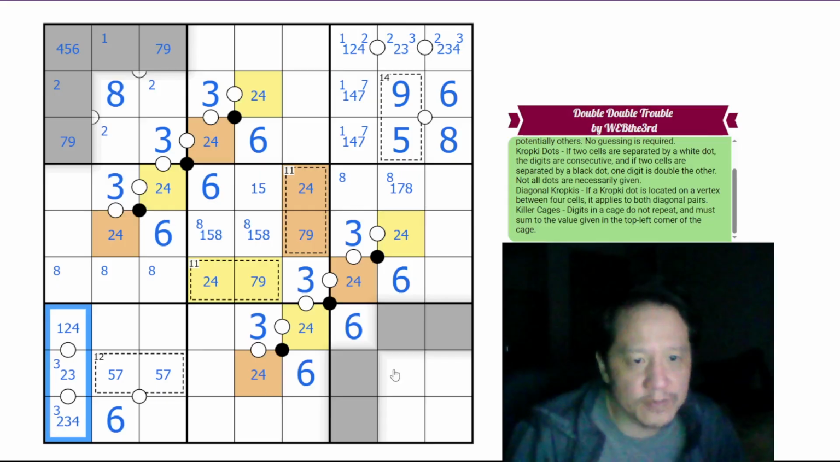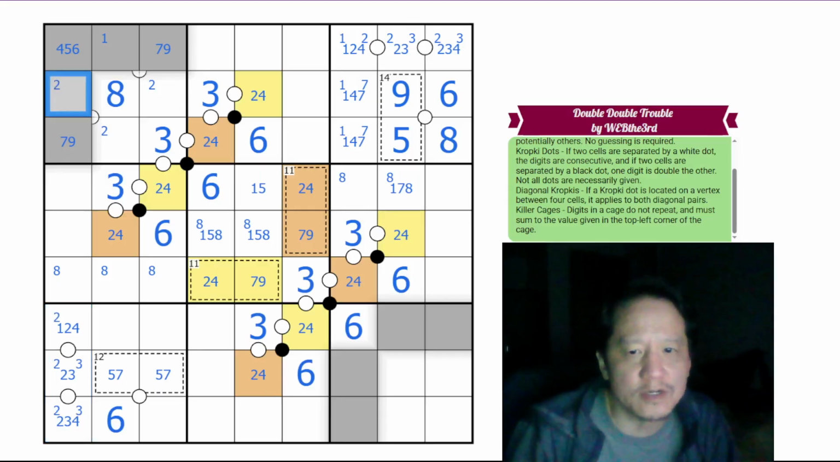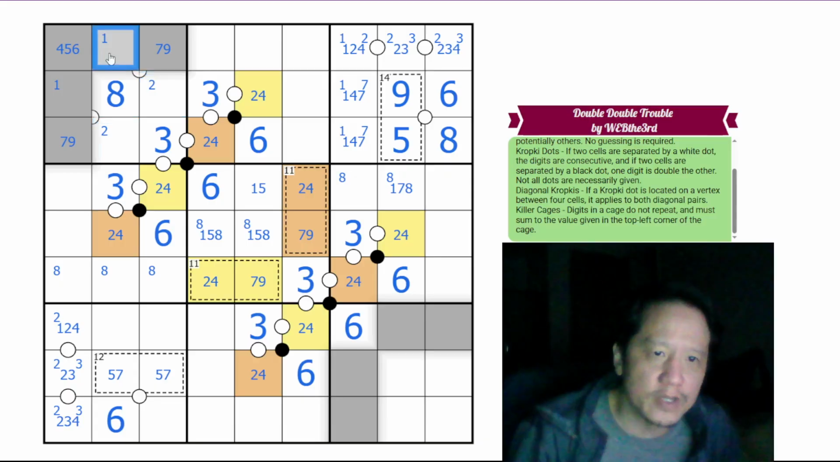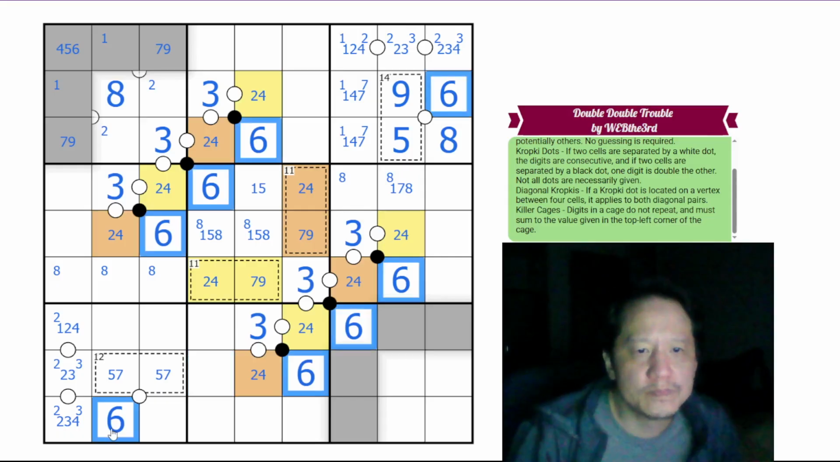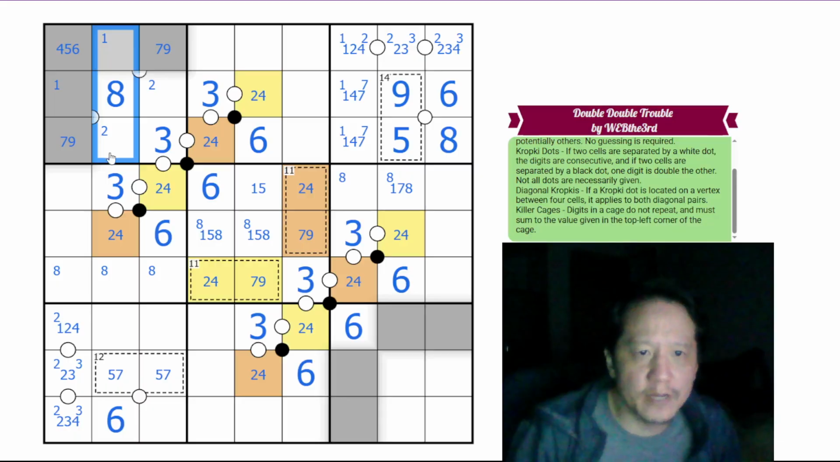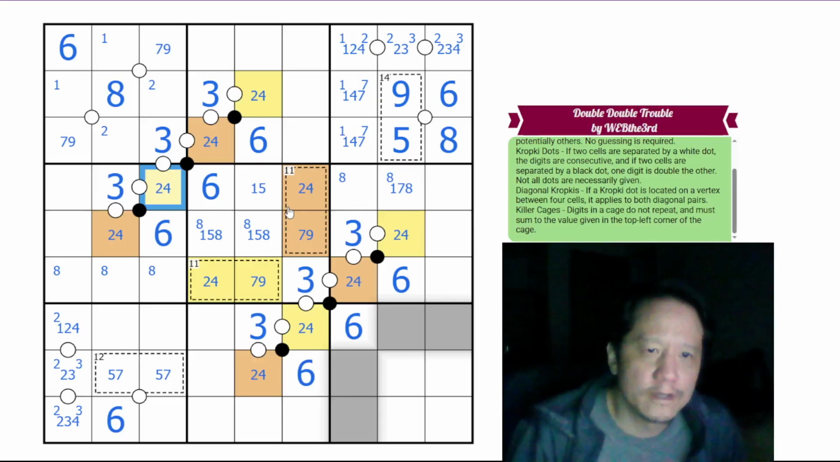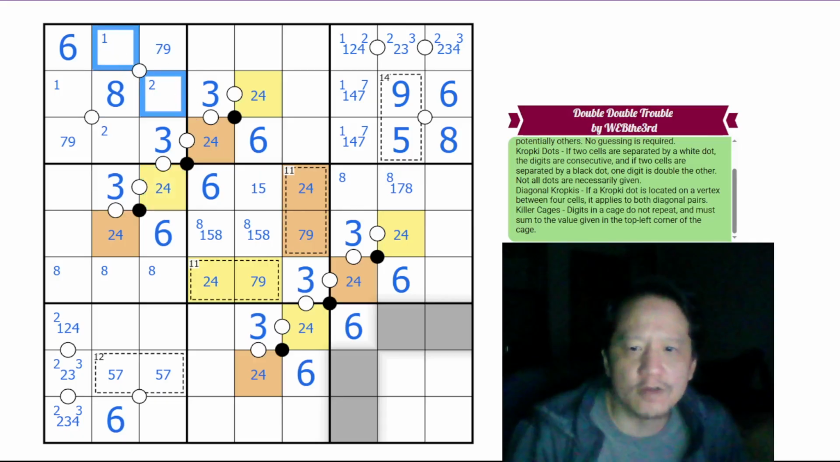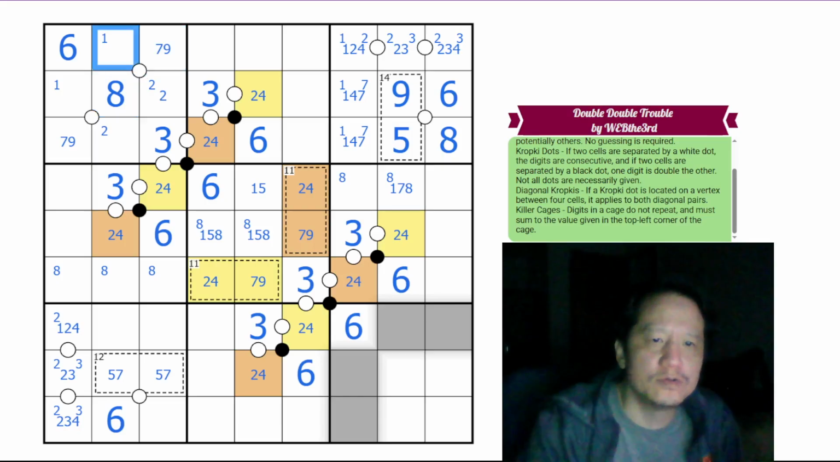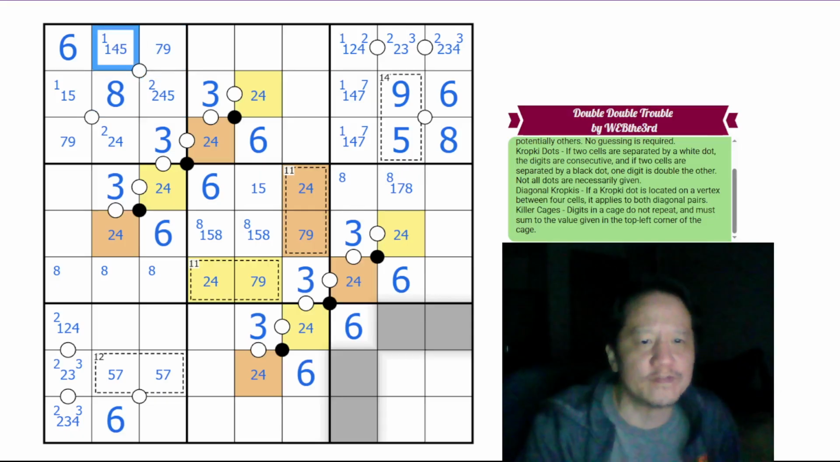So therefore, this must have a 2 here, which eliminates 2 in the rest of the column. So this must be 1. So one of these two is a 2, and therefore this is 1. 6 cannot be here, or any of these digits, or this, so this must be 6 over here. Remaining digits are 1, 2, and 4, 5. So 2 and 1, 2 or 1. This can't be 5, so that's 4 with 5. And this could be 4, 5 with 4, 5 there.